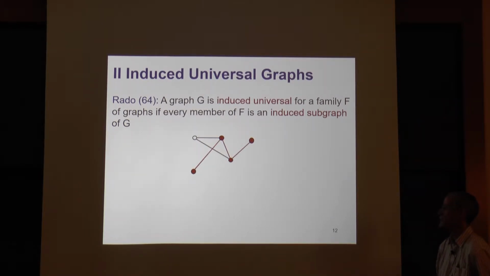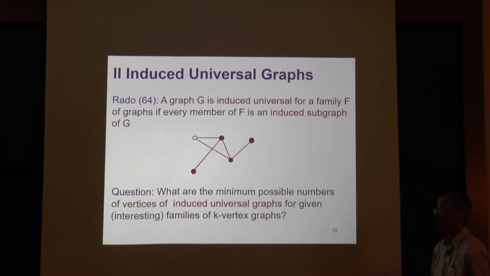The definition was first introduced by Rado in the 60s. We call a graph G induced universal for a family F of graphs, and again, the family will be finite here. It will be graphs with at most k vertices with some property. Now we want to get every graph as an induced subgraph. Okay? And again, the basic question is we want a small such induced universal graph. We want now to minimize the number of vertices.